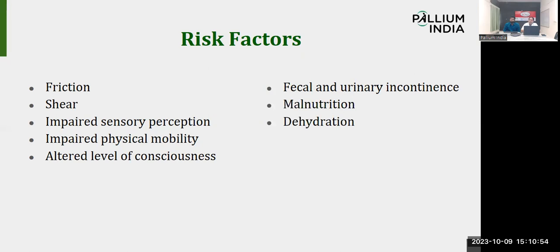And dehydration means when the fluid level in the body becomes less, that can also lead to drying of the skin. That dry skin will come in contact with the surface, friction develops, a tear can happen, or a wound, and pressure sore can develop, right?